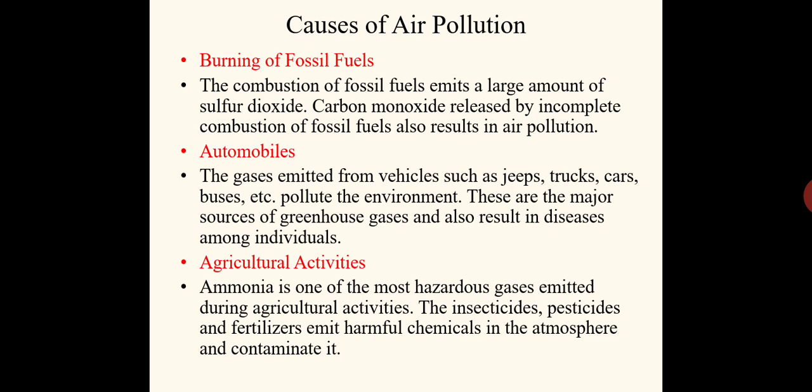Now coming to the third point, the third cause for air pollution is agricultural activities. See, a lot of fertilizers, including ammonia and other chemicals, are being used to increase productivity during agricultural activities. So ammonia is one of the most hazardous gases emitted during agricultural activities. The insecticides, pesticides and fertilizers emit harmful chemicals in the atmosphere and contaminate it. See, agricultural activities contaminate water more than the atmosphere. Still, the contamination from agricultural activities into the atmosphere is also at a very high rate.